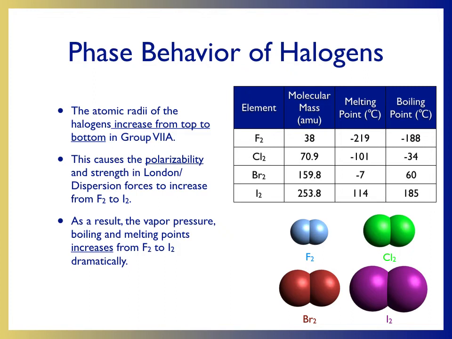Vapor pressure, on the other hand, would decrease as you go from fluorine to iodine, meaning that fluorine would have the highest vapor pressure while iodine would have the lowest vapor pressure. This has a direct consequence on the phases that these molecules naturally exist as. Fluorine and chlorine exist mainly as gases, while bromine is a liquid and iodine is a solid.